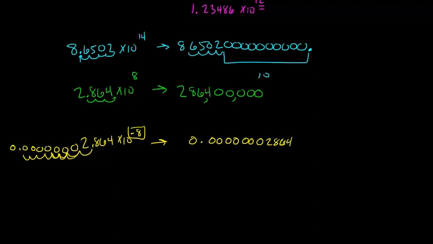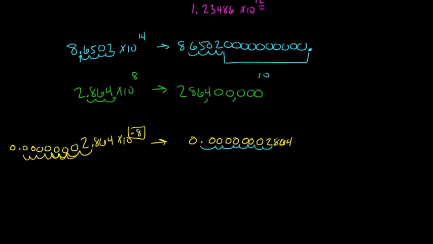So in standard notation, this would be 0.0000002864. We can double check this because we know that if we move this decimal place over 8 positions, it should end up between the 2 and the 8: 1, 2, 3, 4, 5, 6, 7, 8. So 2.864 times 10 to the minus 8th.